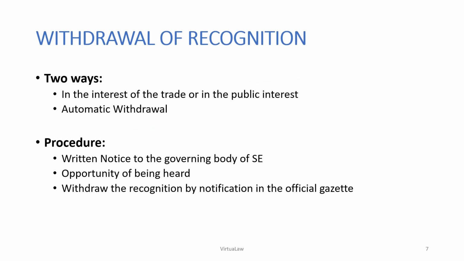In the first instance, SEBI has to give an opportunity of being heard to the other party, send them a notice, listen to them, and then pass an order by notification in the official gazette. But in the second instance, there is no such requirement. When you do not come up to the SEBI by filing Form A, or even by filing Form A but not filing the required documents or not complying with the required conditions, then it is deemed to be a withdrawal.